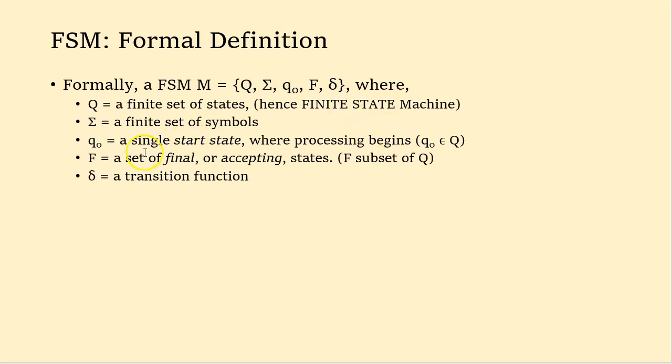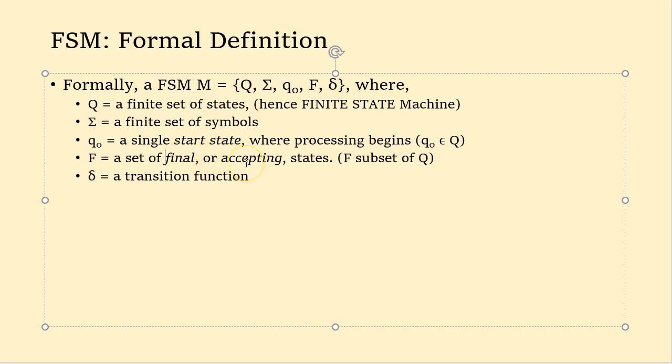And then we have F, which is a set of final or accepting states. Most people use F for final, but because the machine accepts strings, we also call these accepting states. F has to be a subset of Q. It can be more than one state within the machine. So it's a subset, not an element of.